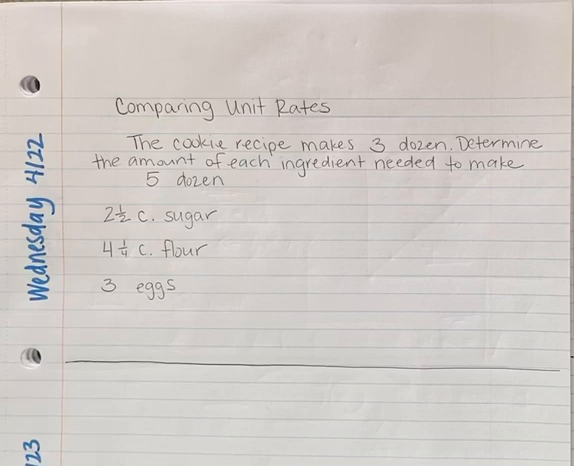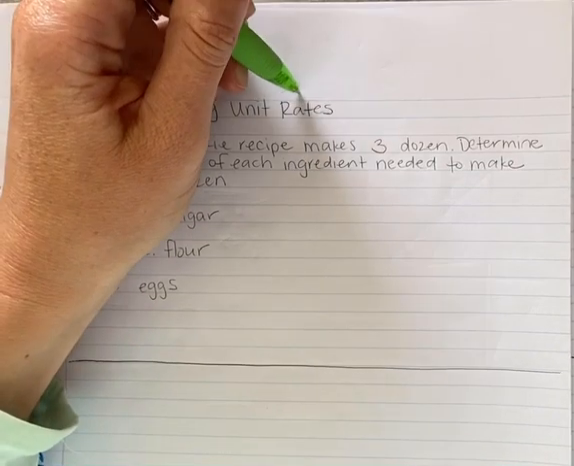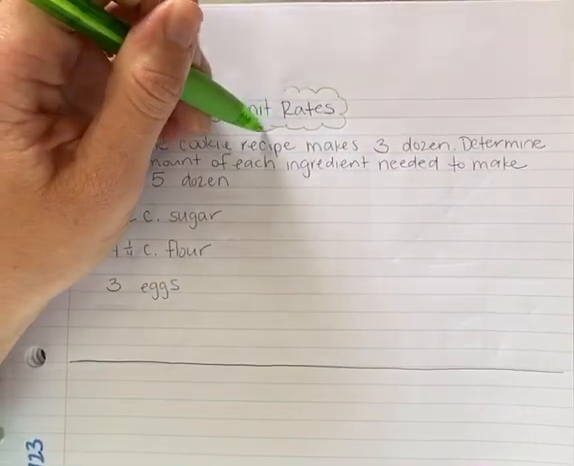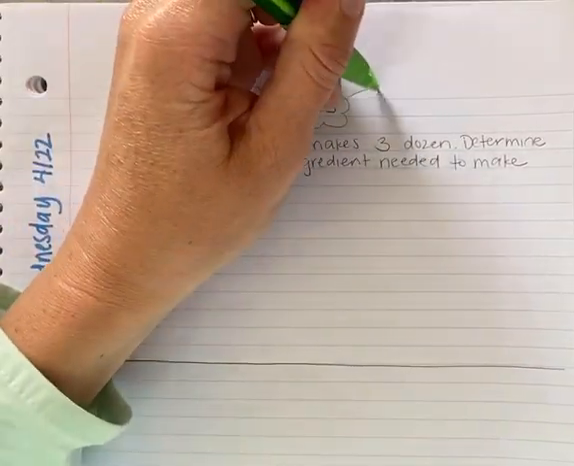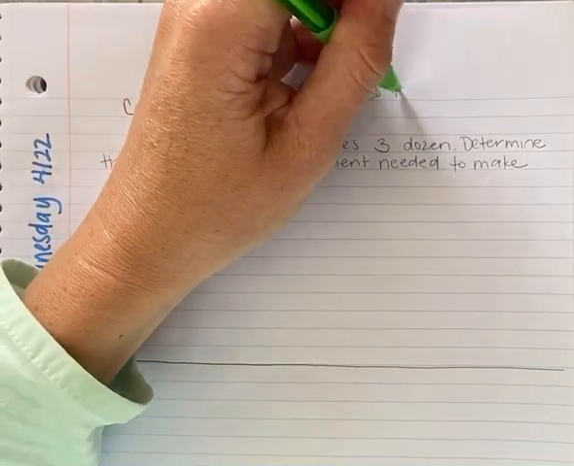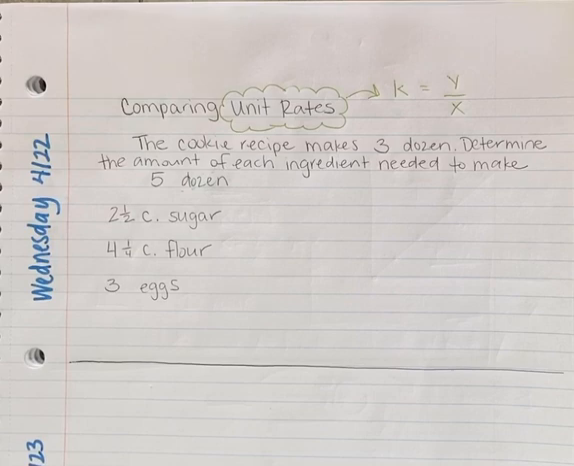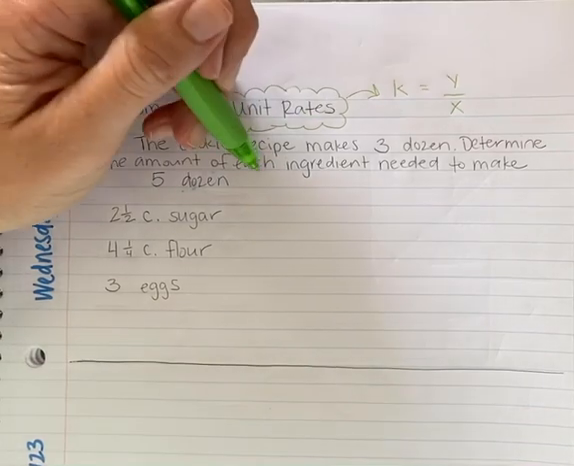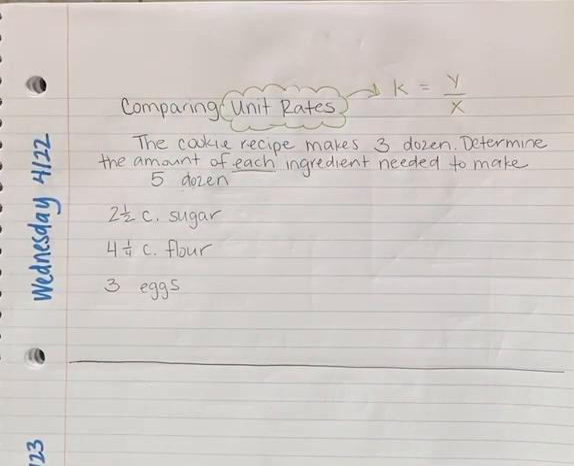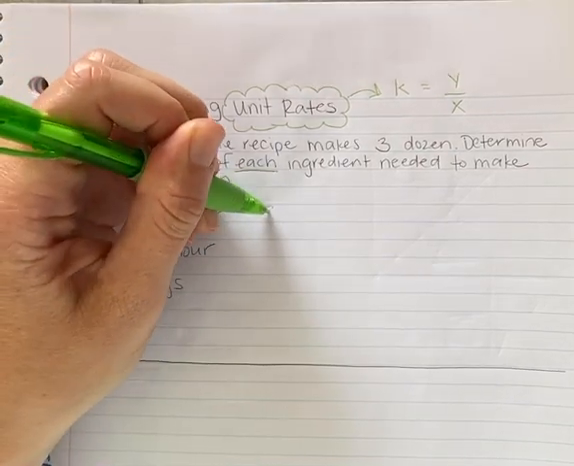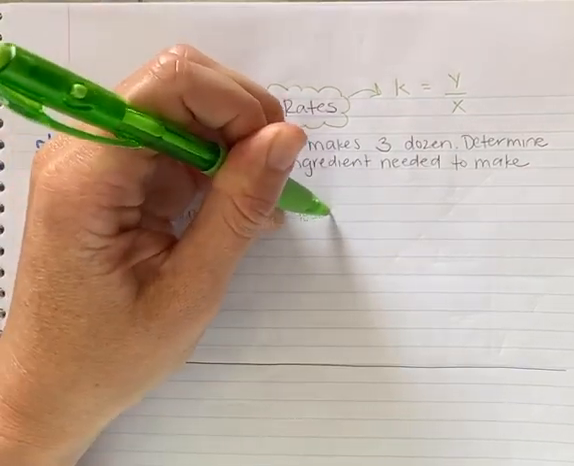So comparing unit rates, that implies that first, we're going to have to find the unit rate. Okay, and remember unit rate is the same as K, which is Y divided by X. So let's look at the question. The cookie recipe below makes 3 dozen, and I'm implying cookies. Determine the amount of each ingredient needed to make 5 dozen cookies. So each of these is going to make 3 dozen.